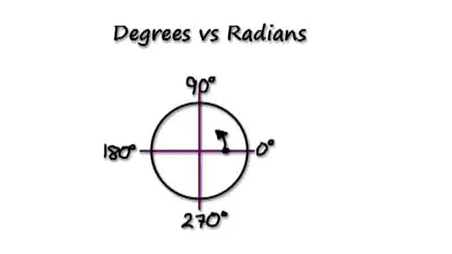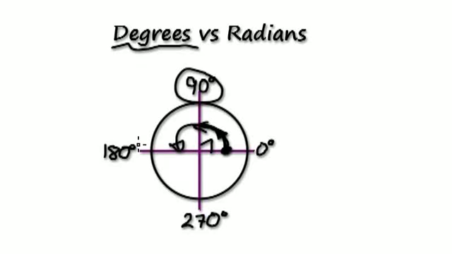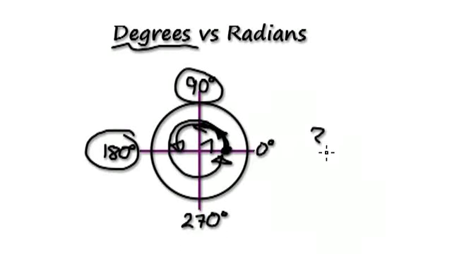In this video, we're going to talk about degrees and radians. In the past, when we work with angles, we always use degrees. So the angle from here to here is 90 degrees. The angle from here to here would be 180 degrees, and one revolution here would give us 360 degrees.